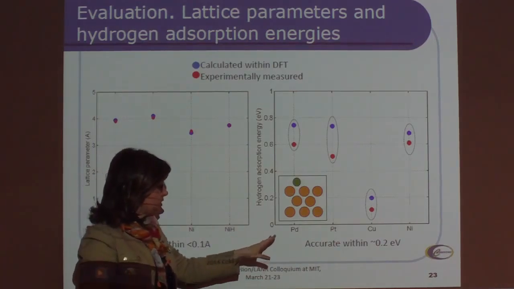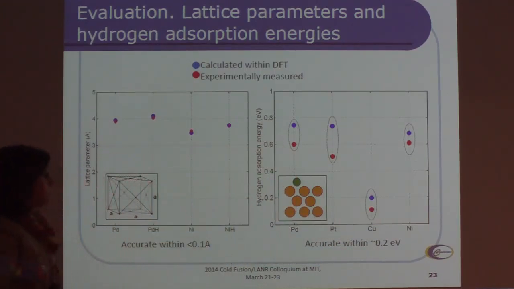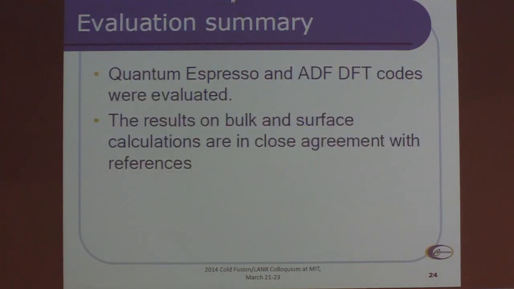Those calculations were done for palladium, platinum, copper, nickel. Once again, blue is calculated, red is experimental. The numbers are accurate within 0.2 electron volt. So we're close. And for those purposes, I evaluated two packages: Quantum Espresso, which is open source DFT software, and Amsterdam Density Functional, ADF, which is a commercial DFT code, and I had it for 1 month, so I really enjoyed it.